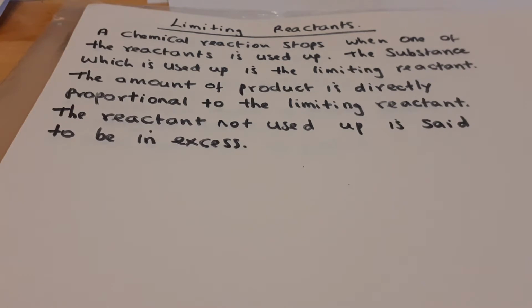A chemical reaction stops when one of the reactants is used up. The substance which is used up is called the limiting reactant because it determines how much product is made. The amount of product is directly proportional to the limiting reactant. So what that means is the greater the amount of limiting reactant you've got, the greater the amount of product. The reactant which is not used up is said to be in excess. So those are the key things.